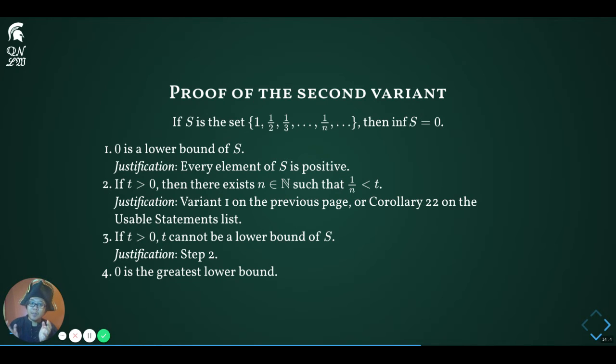If you don't have this habit yet, I suggest that for future videos, you have a copy of the usable statements sheet from D2L handy when you watch videos, and pause the video when I refer to a previously proven proposition or corollary, so you can better follow along the argument. The fact that 1 over n is in S means that t cannot be a lower bound, and since this applies to any positive number, we find that 0 must be the inf.